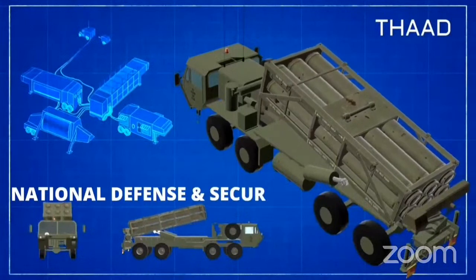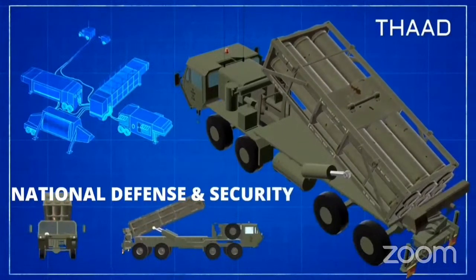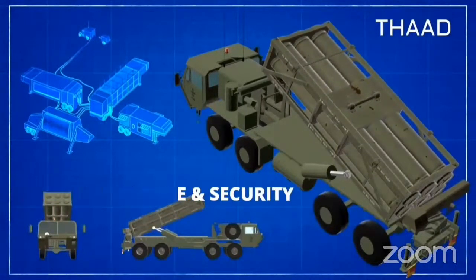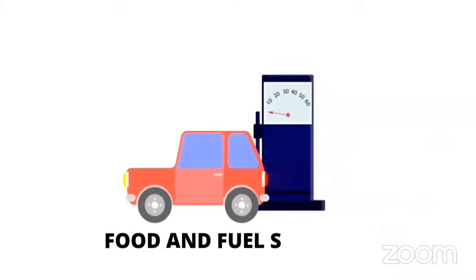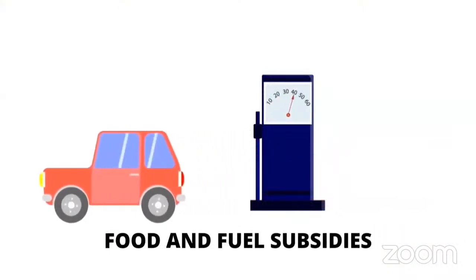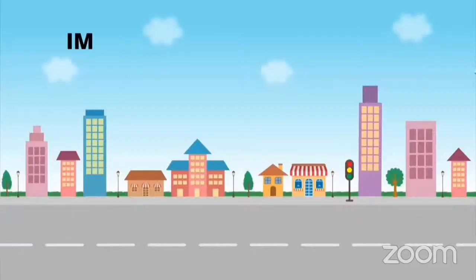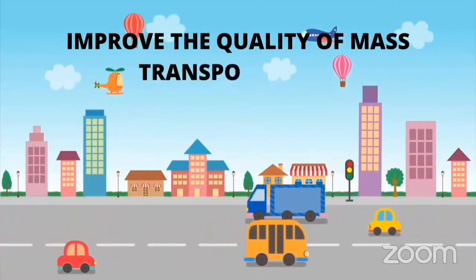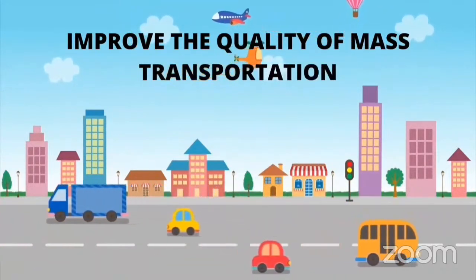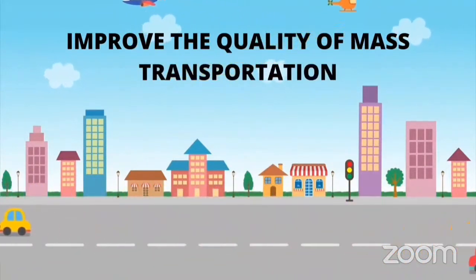The second tax benefit is to finance national defense and security. The third tax benefit is funding elections. The next tax benefit for the people is food and fuel subsidies, which are often enjoyed by the small people. The last benefit of taxes for the citizen is to improve the quality of mass transportation.